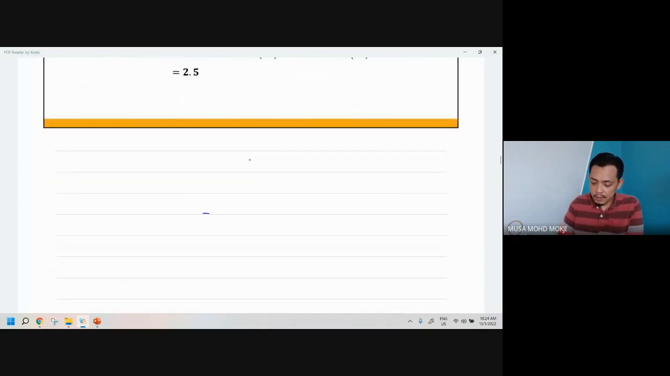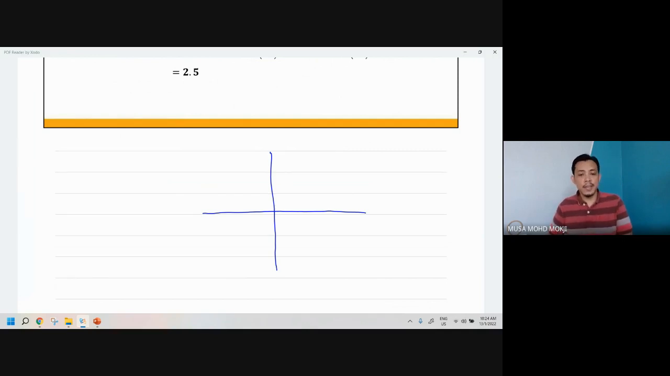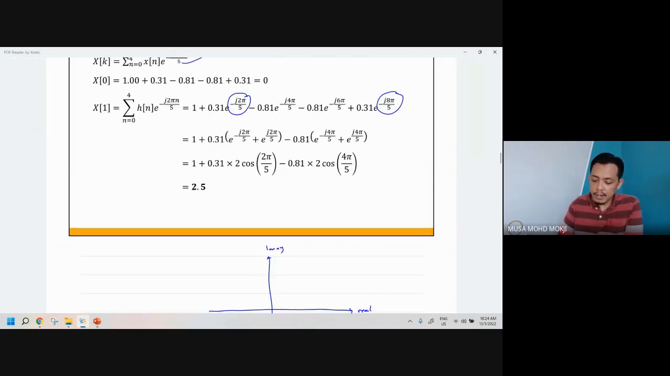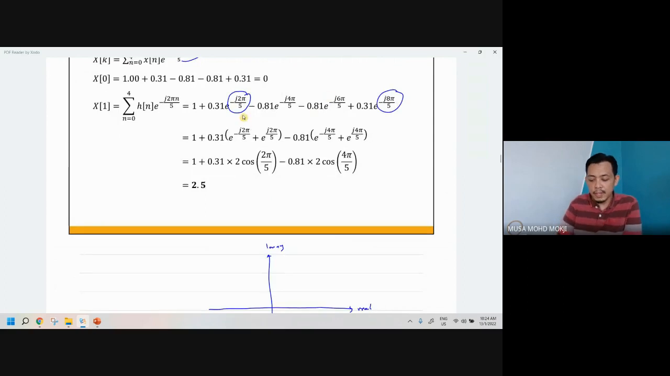So because everything is in angular form. Why is it in angular form? Because this is a complex value. So all the values are actually complex values. So we have a real and imaginary part. And the first one is actually 2 pi over 5. So what is it actually? Minus 2 pi over 5.